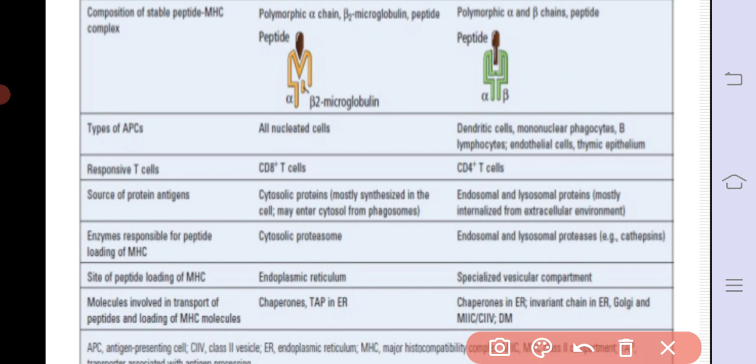Then the second feature, types of APC. The class I molecule is expressed by all nucleated cells, whereas class II is expressed by antigen presenting cells like dendritic cells, B lymphocytes, mononuclear phagocytic cells, endothelial cells, and thymic epithelium.